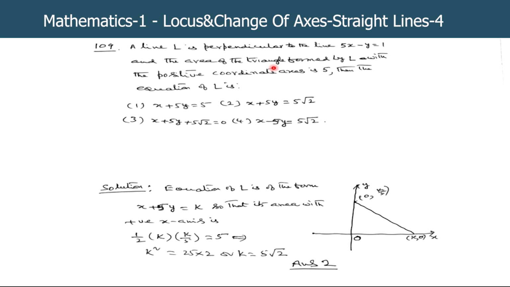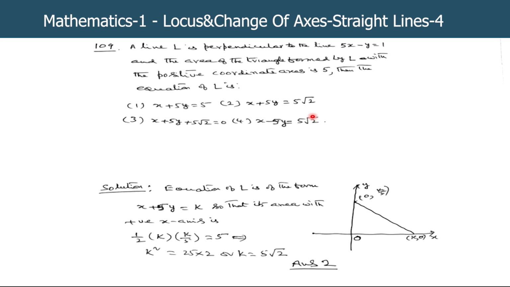109. A line L is perpendicular to the line 5x minus y is equal to 1 and the area of the triangle formed by L with the positive coordinate axes is 5. Then the equation of L is: 1) x plus 5y is equal to 5; 2) x plus 5y is equal to 5 root 2; 3) x plus 5y plus 5 root 2 equal to 0; and 4) x minus 5y is equal to 5 root 2.